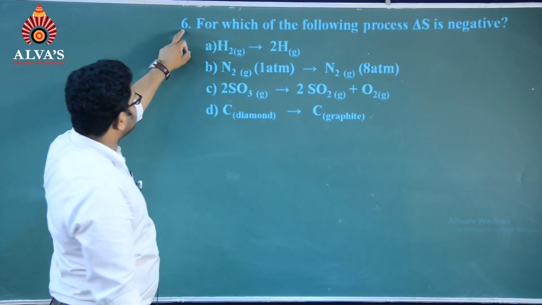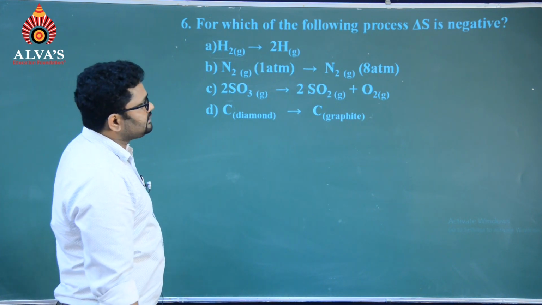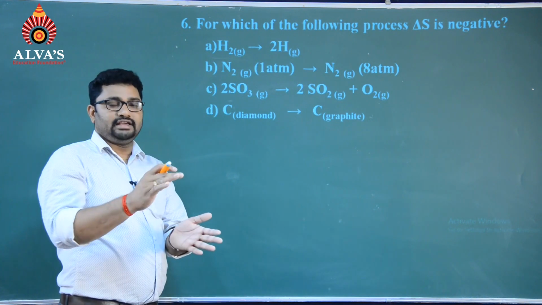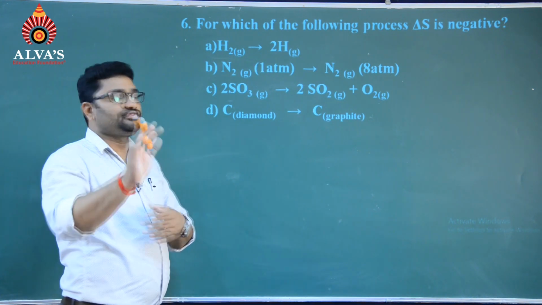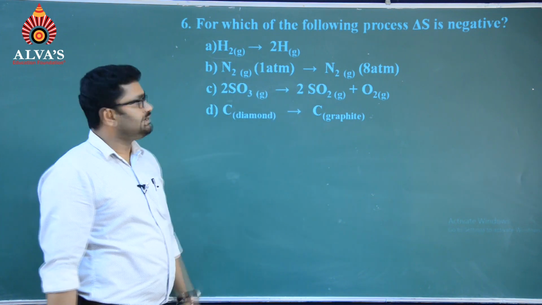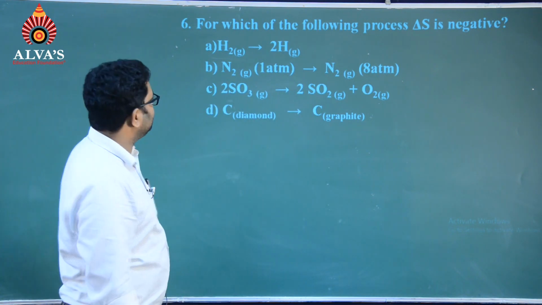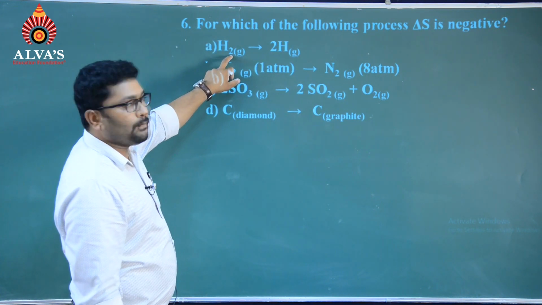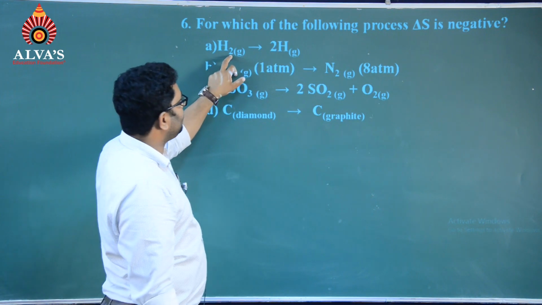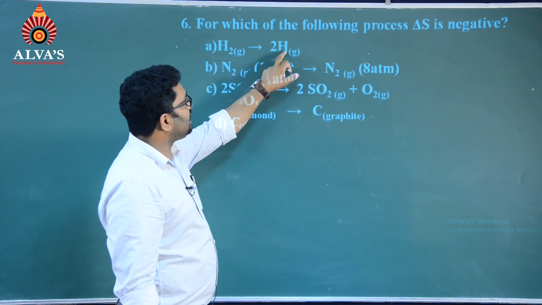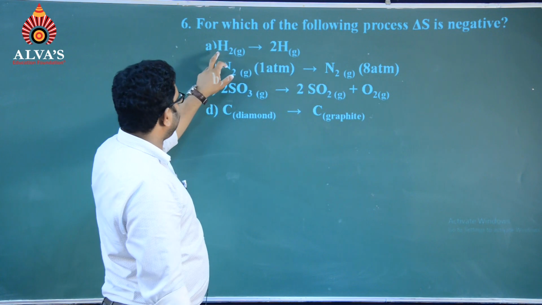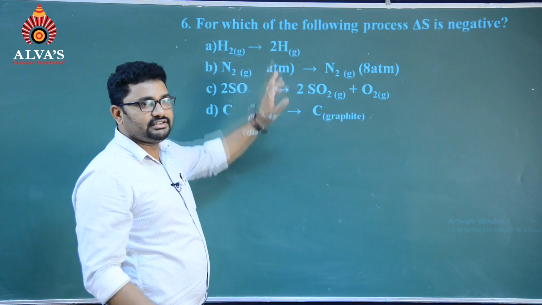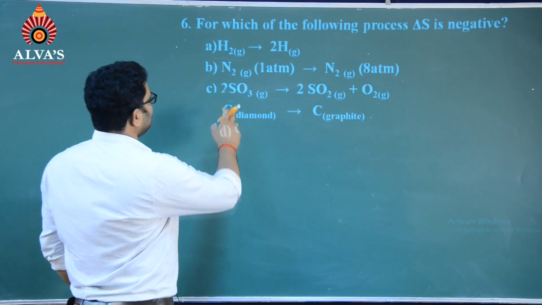Next question, question number 6. For which of the following processes is the change in entropy negative? Randomness decreases when you move from the reactant to the product side. That's why delta S is negative. In the first case, 1 mole of hydrogen molecules, that is gaseous molecules, will become 2 moles of hydrogen atoms in the gaseous state. From here to here, the number of gaseous molecules increases, meaning randomness increases.